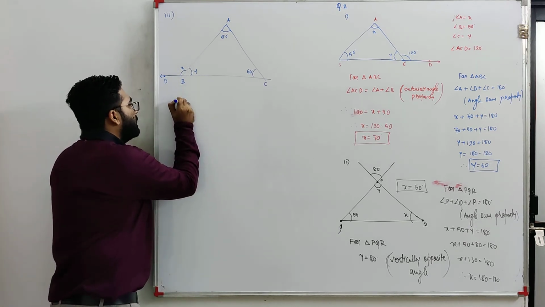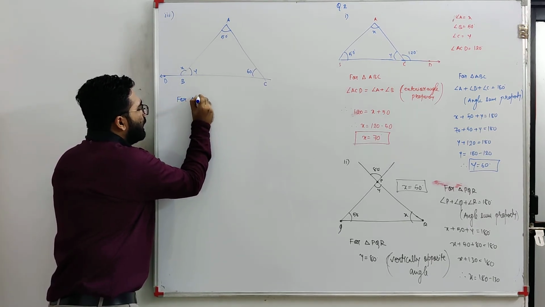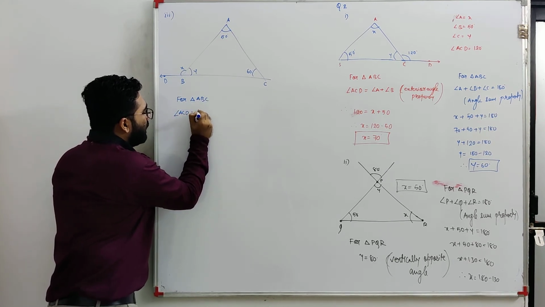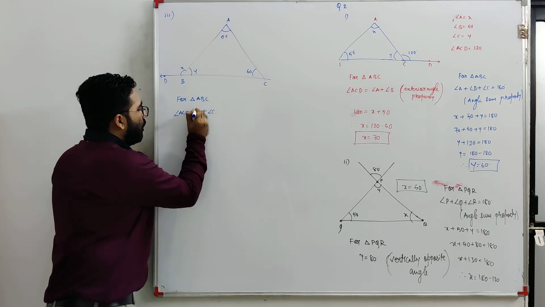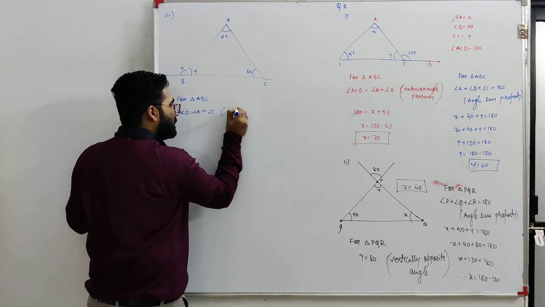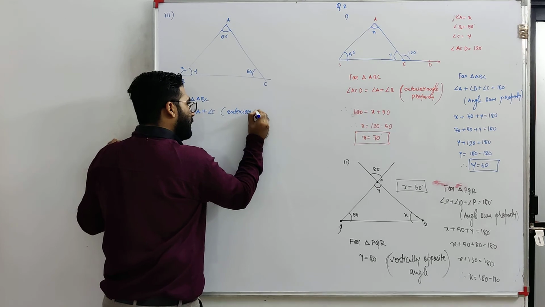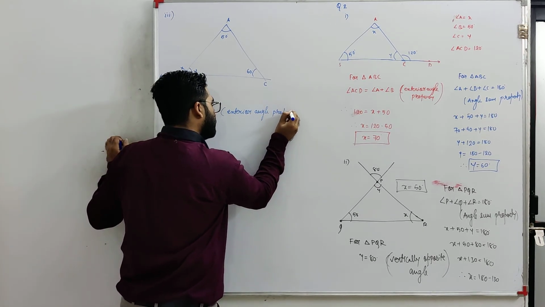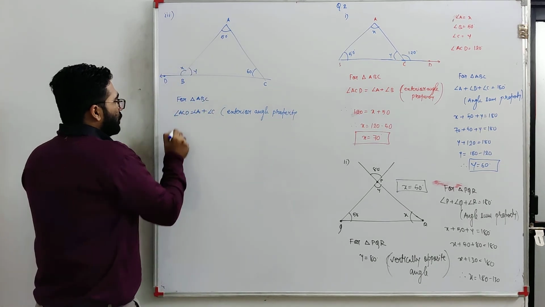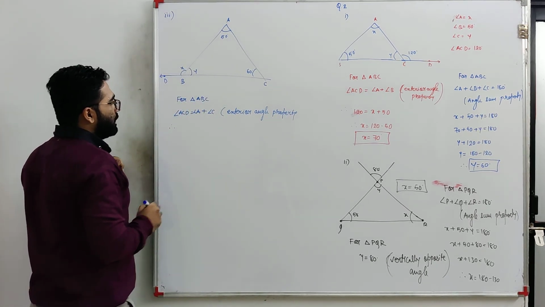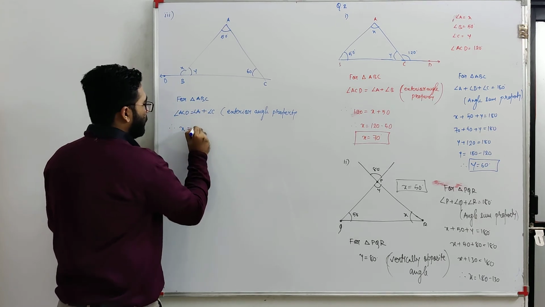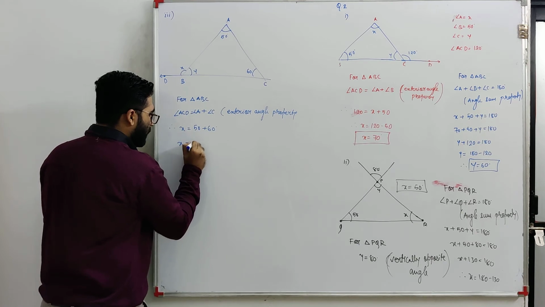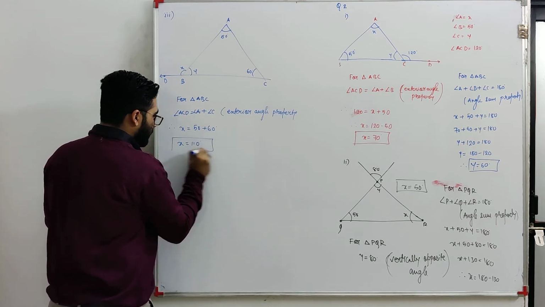Here I am writing: for triangle ABC, angle ACD is equal to angle A plus angle B. Why? Exterior angle property. So therefore, what is angle ACD? X. What is A and B? 50 plus 60. So we can say that X is equal to 110 degrees.